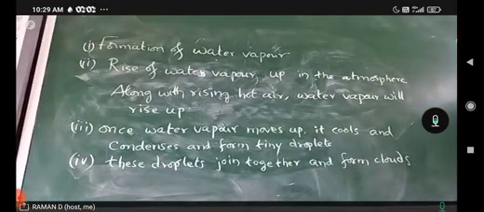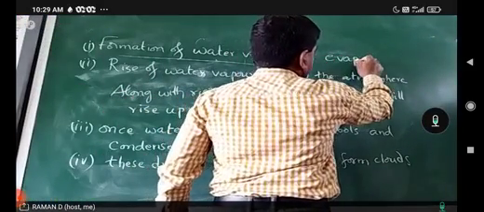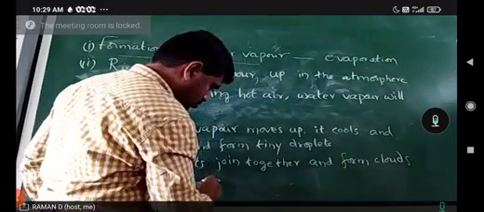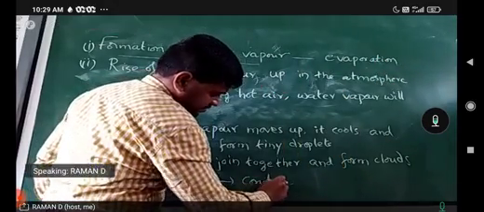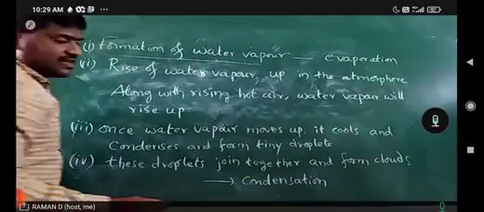When these clouds become heavy, they fall in the form of rain or hail or snow. Okay. So here, formation of water vapor by evaporation, formation of clouds by condensation. So two activities are over.